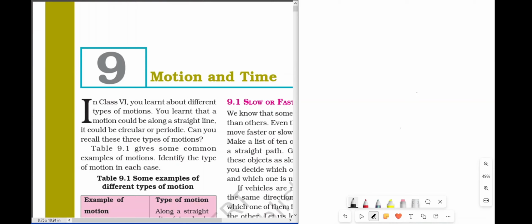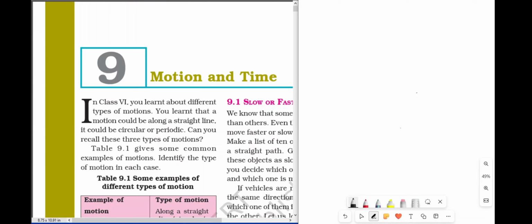So today we are going to study the chapter Motion and Time. So let's begin. In class 6 you learned about different types of motions. You learned that a motion could be along a straight line, it could be circular or periodic. Can you recall these three types of motions?